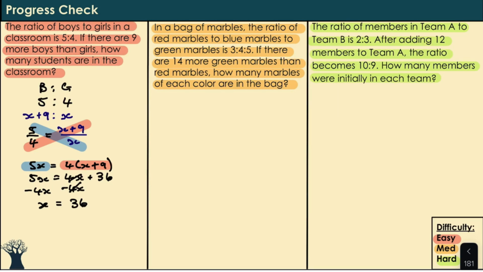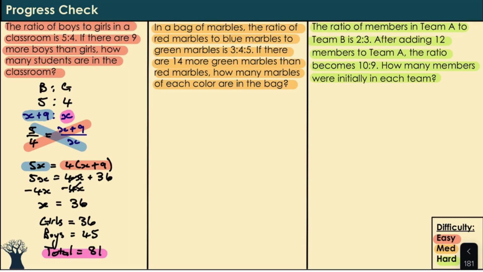If we look back at our algebraic ratio, the girls are x. There are 36 girls. The boys are x plus 9. So we add 9 to 36 for the boys. 9 plus 36 is 45. And our total, we sum the boys and the girls and we get a total of 81. And that is our final answer.